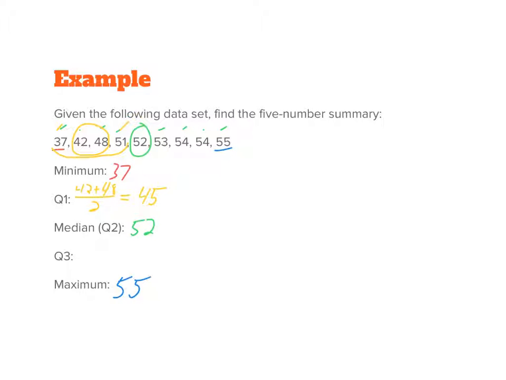I'll do the same thing for quartile 3. Again, I cannot include the quartile 2 value, so I can only take the 4 numbers that are bigger than 52. And again, cross them off, 1, 2. You'll notice I've got 2 numbers here in the middle of 54 and 54. That's just going to be a value of 54. So my minimum is 37, my Q1 is 45, my Q2 is 52, my Q3 is 54, and my maximum is 55.